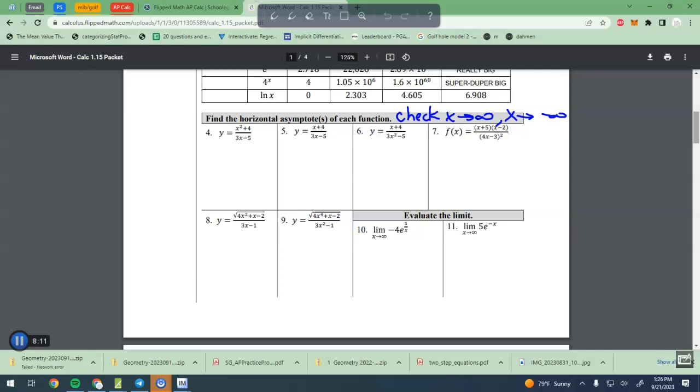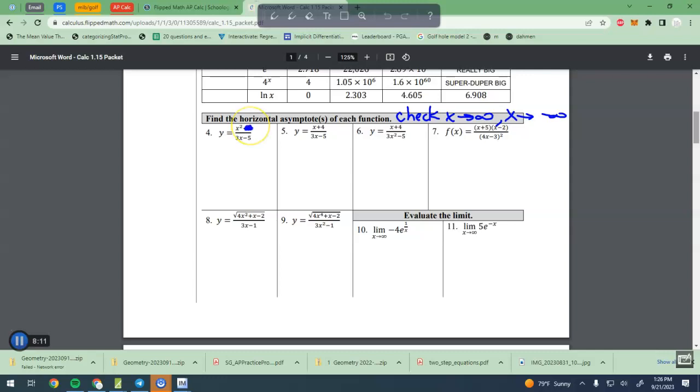In number 4, where's the higher power? Oh, there's the bottom. Okay. So the bigger one is on top. All you care about is the term with the highest power in it on the top and the term with the highest power in it on the bottom.